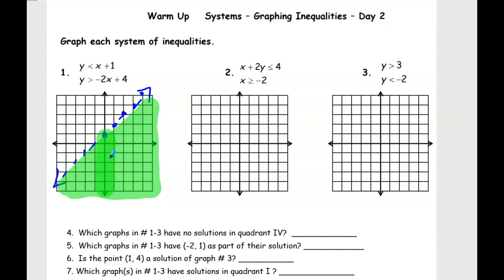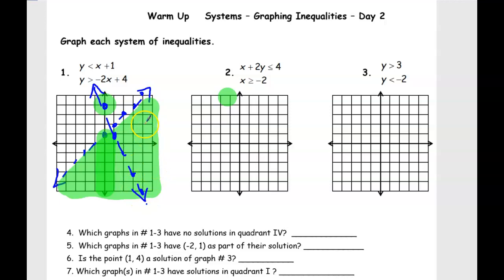The second equation, when we look at it, it is y is greater than negative 2x plus 4, so we start at our y-intercept of 4. Okay, and our slope, 1, 2, 3, 4, our slope is going to be a negative 2, so we're going to go down 2 and over 1. Okay, and again, this one is also a dashed line.